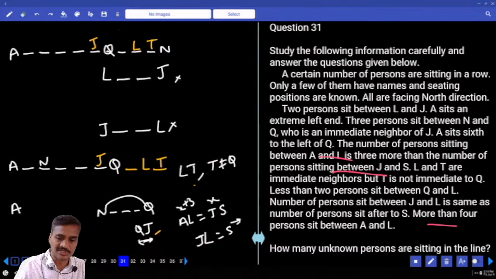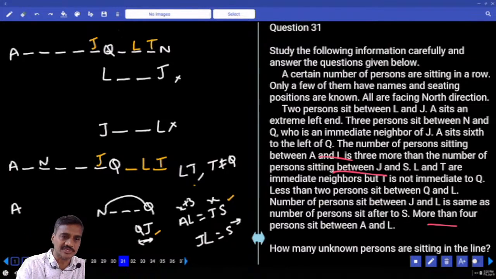T is. సరిపోయిందా? Now A and L చూడండి. A and L is 2 more than J and S, 3 more than J and S. A and L how many? 1, 2, 3, 4, 5, 6, 7. 7. 7 is 3 more than, means in between J and S we need to have exactly 4.